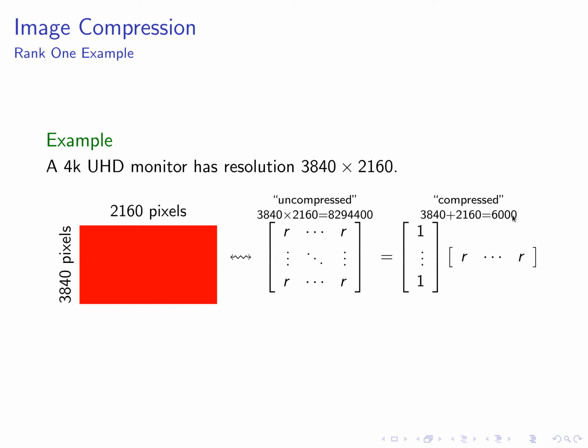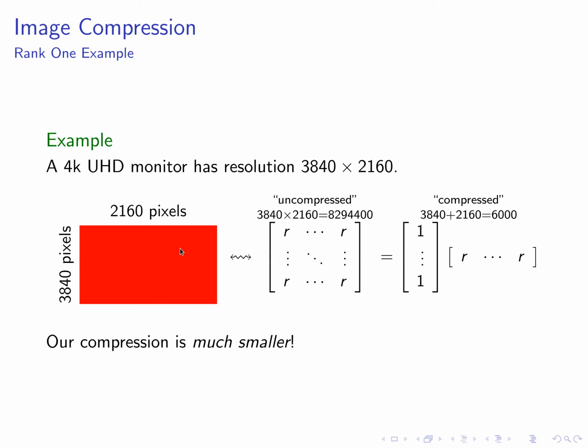And 6,000 is certainly far less than 8.2 or 8.3 million. So our compression is much smaller, and we haven't lost any quality by doing this compression. So this actually turns out to be a really good idea. Now keep in mind, I am not saying that this is the best possible idea.